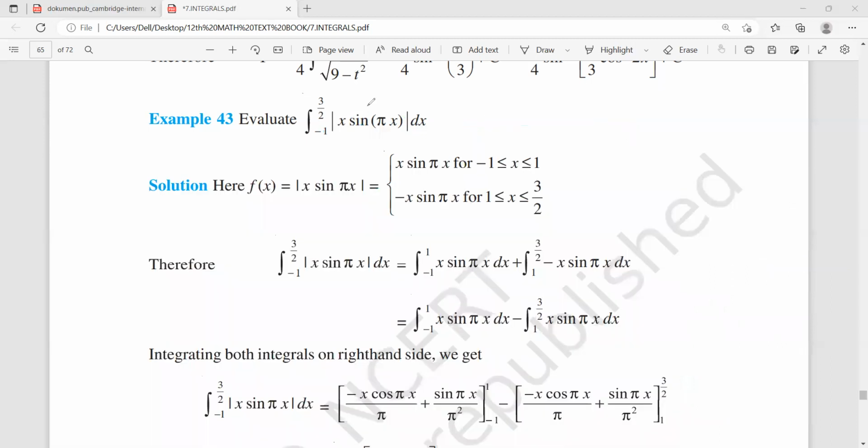So now you see that's why minus 1 to 1 it is positive, write as it is. That's the reason. Minus 1 to 1, write as it is. But 1 to 3 by 2, it's already negative. So put one more negative: minus x sine pi x.